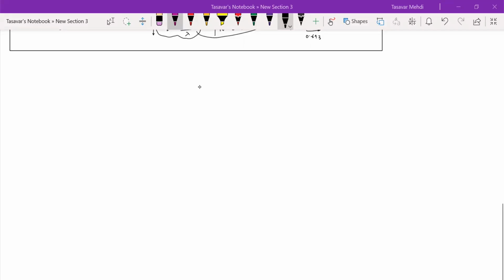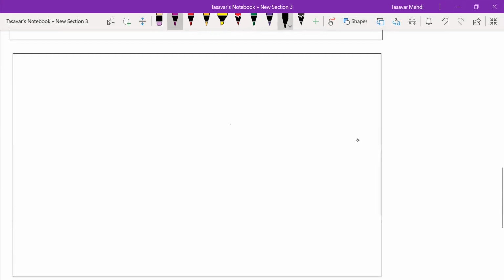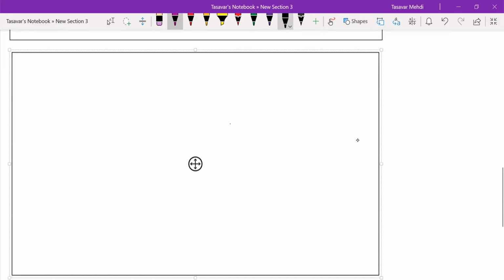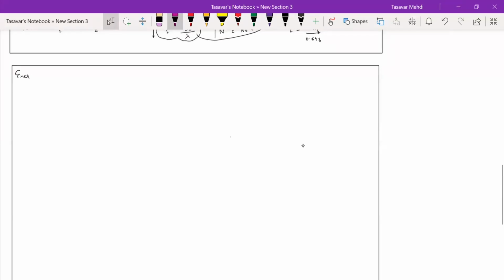To discuss 4 marks questions for the chapter Atoms and Nuclei. So the first question is: derive the expression for energy of electron in nth Bohr orbit. We are discussing that question first. Energy of electron in nth Bohr orbit.